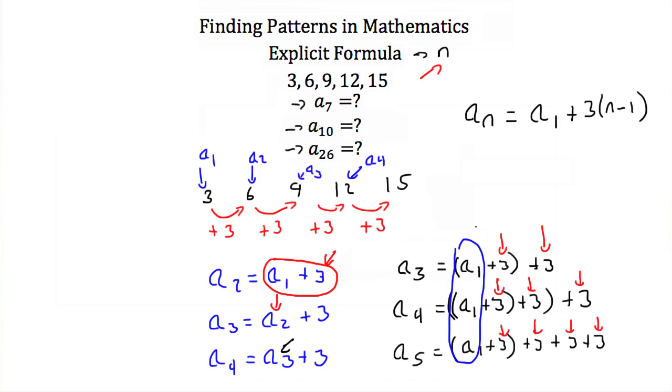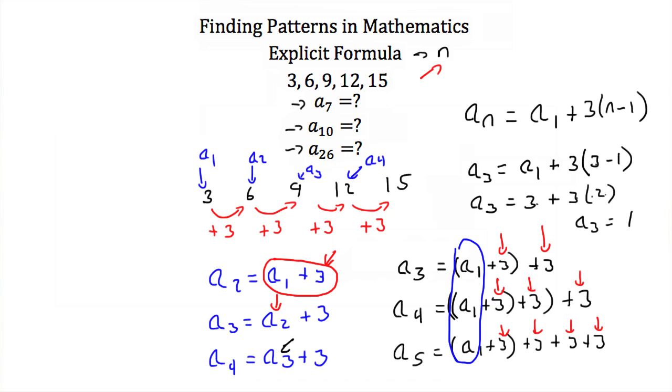So if I'm looking for the third term, I would start with my first term, and I would add 3 times n, which in this case is 3, minus 1 times it. So A3 is equal to our first term, which is 3, plus 3 times 3 minus 1, so 2. So A3 would be equal to 3 plus 3 times 2, or 6. 3 plus 6 is 9. And A3 is indeed 9. So this is the formula, or our explicit formula, for this sequence.